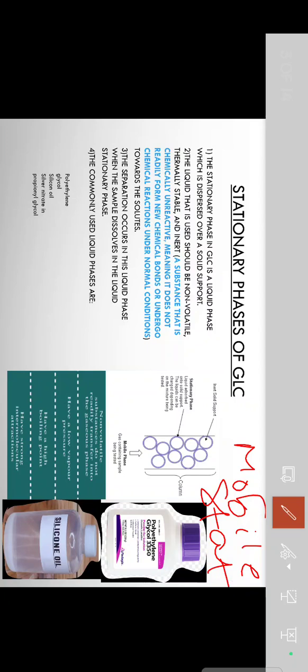The stationary phase in GLC is a liquid phase which is dispersed over a solid support. And the second point, the liquid that is used in GLC should be non-volatile in nature, and it should be thermally stable and inert.